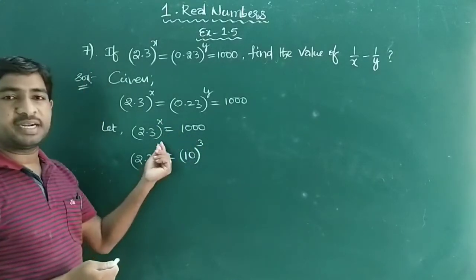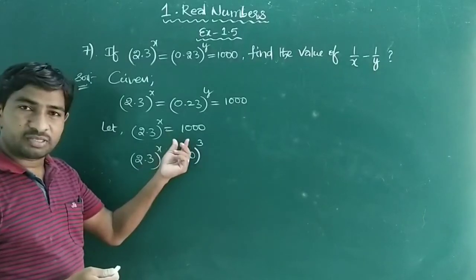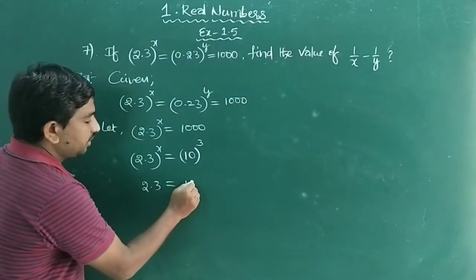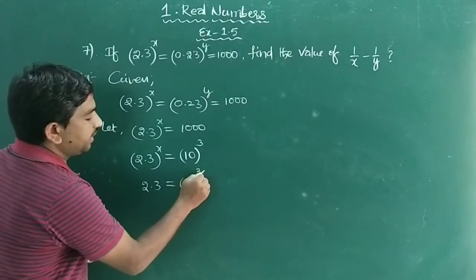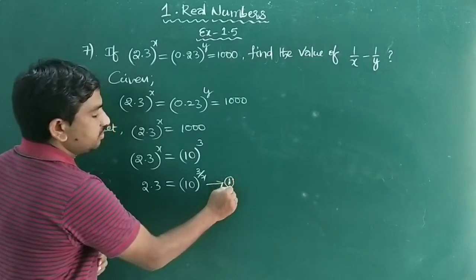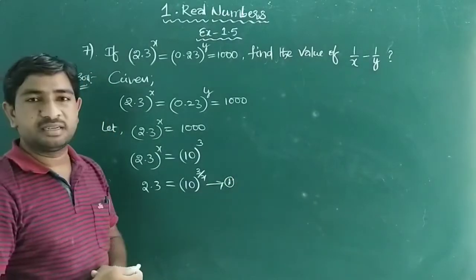So this x is sent outside, meaning if you send the power outside then it will become 2.3 is equal to 10 to the power of 3 by x. So this is equation 1.